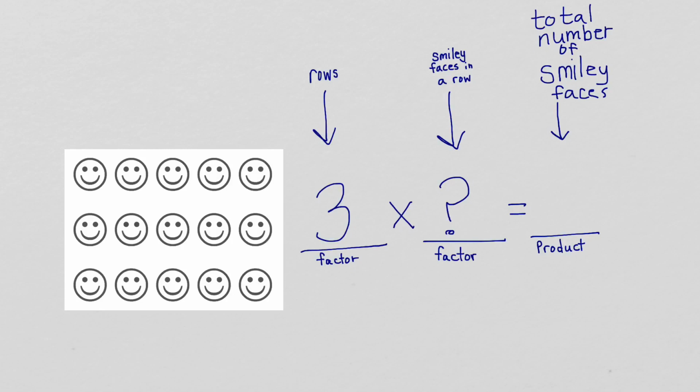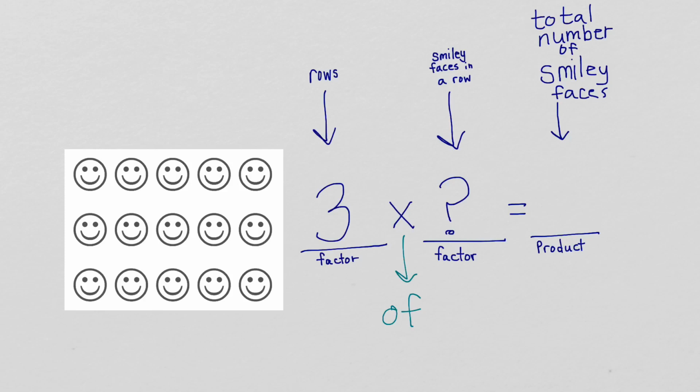Great. So now we're going to do another one, but I'm going to throw in some mathy words. So we know that that first one means rows, but we also call it a factor. So how many rows do we have? Let's see if we agree. 1, 2, 3. We have 3 rows, and there's our multiplication fact. So we can say 3 rows of how many?